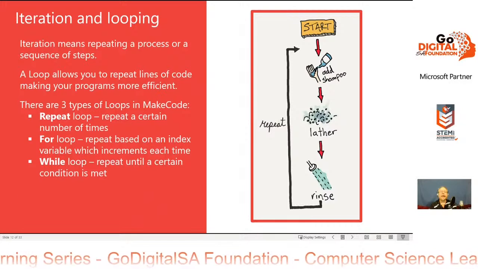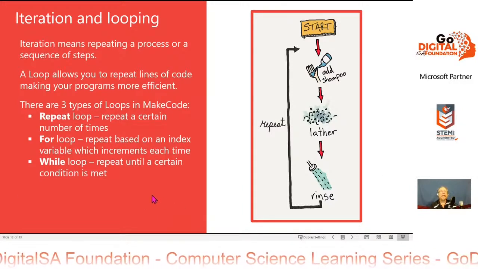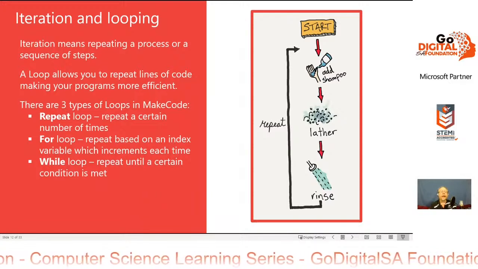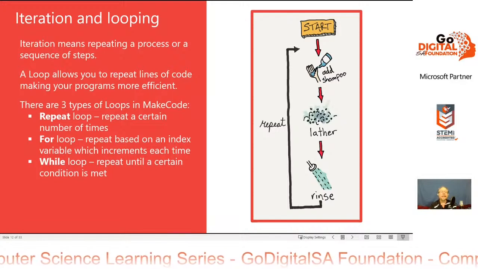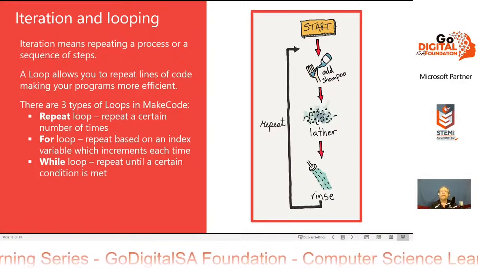And there's actually a fourth loop, which they haven't listed here, which is the forever loop. The forever loop repeats forever, so long as the micro:bit is turned on, it will carry on repeating.